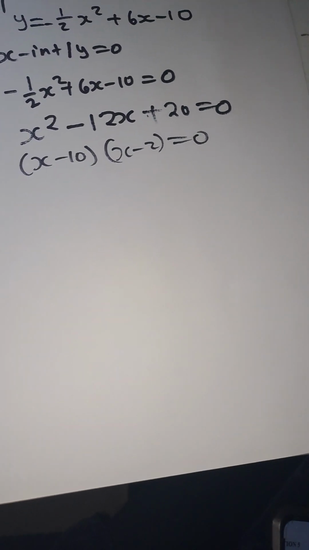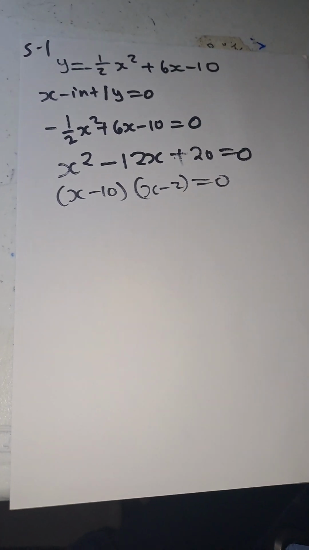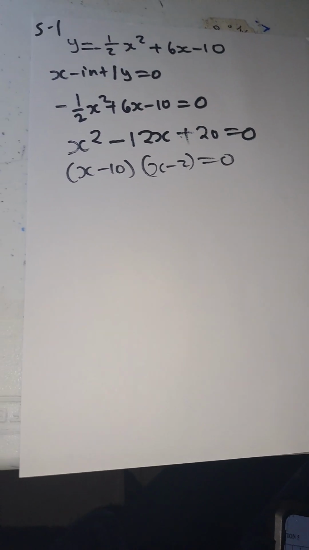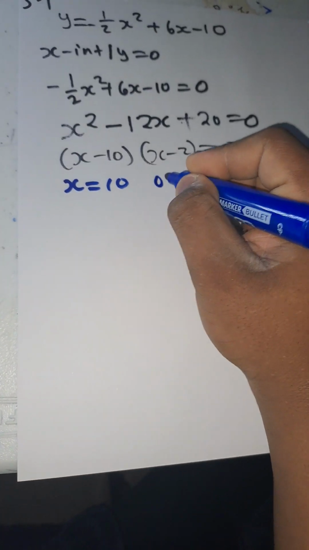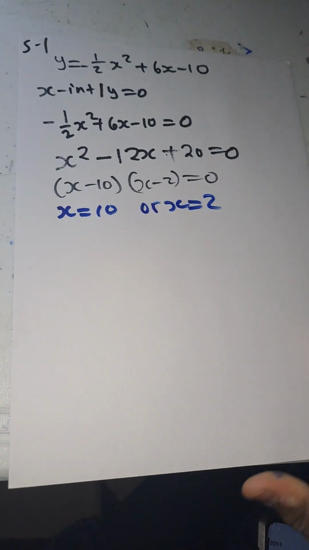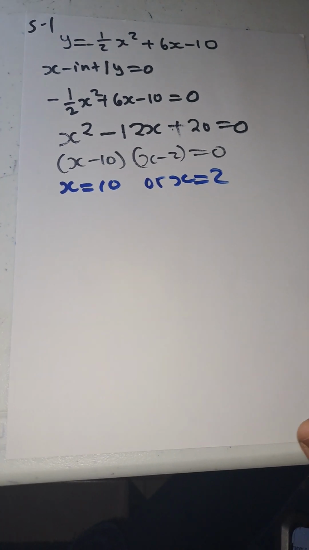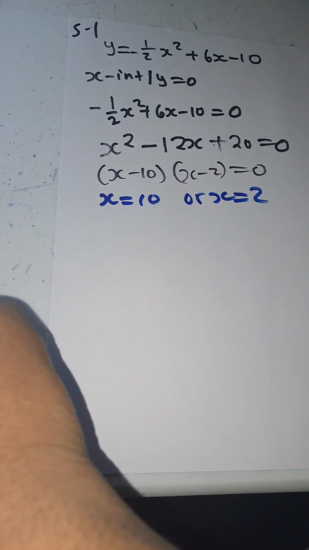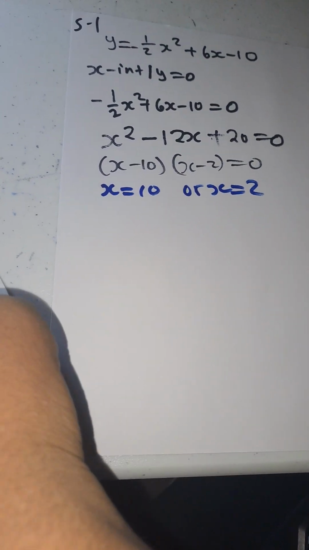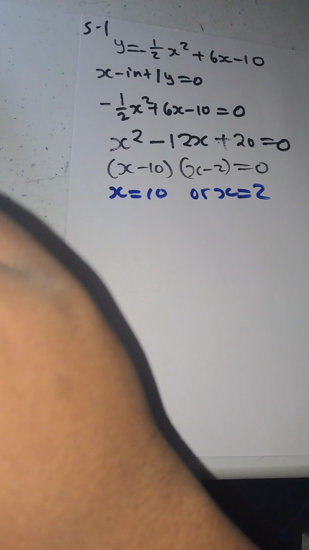And then I know that my x equals 10 or x equals 2. Now electricity is back. Since I have 10 and 2, let me go back to my graph because I have my x values.